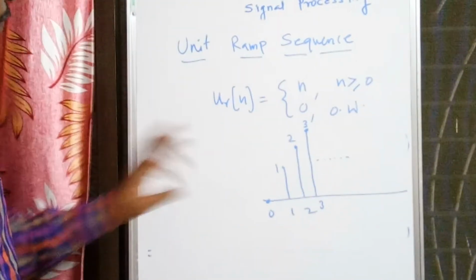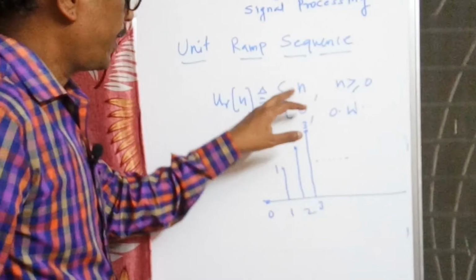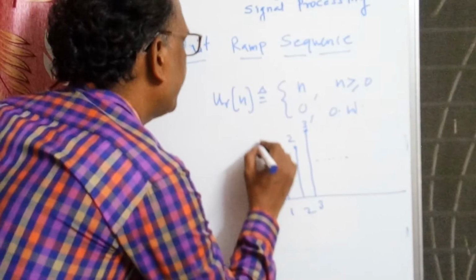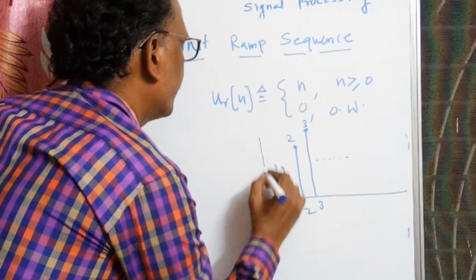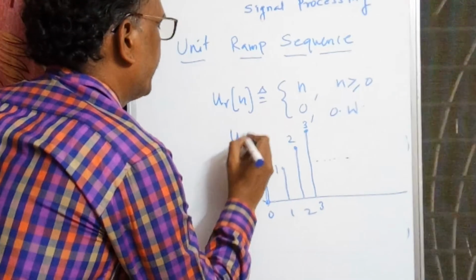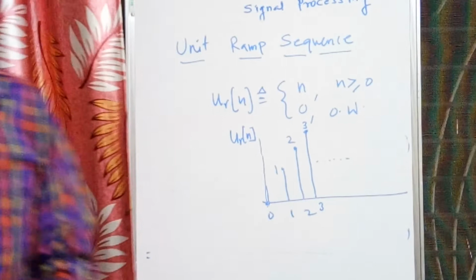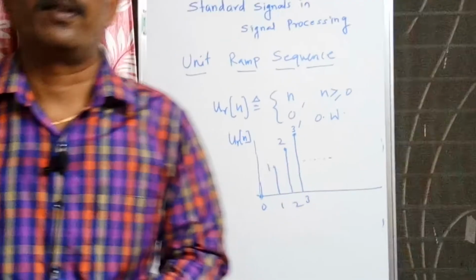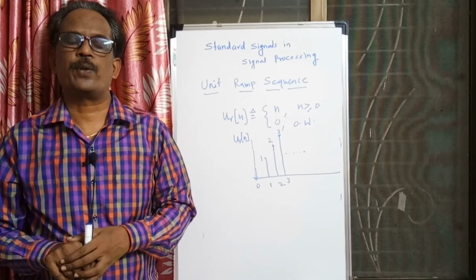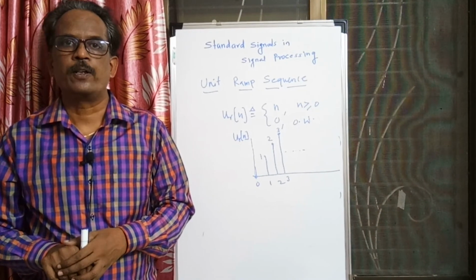So ur[n] is defined as n when n is greater than or equal to 0, otherwise it is 0. And you can write the name of the signal, ur[n], unit ramp sequence, with a line at the origin. The unit ramp sequence is defined as n times u[n], which is also a causal sequence because it is 0 before 0.